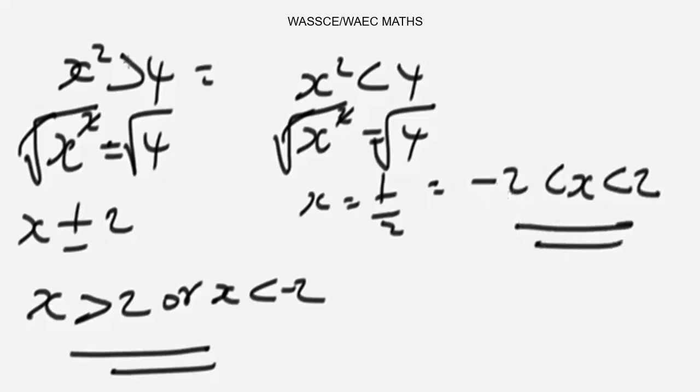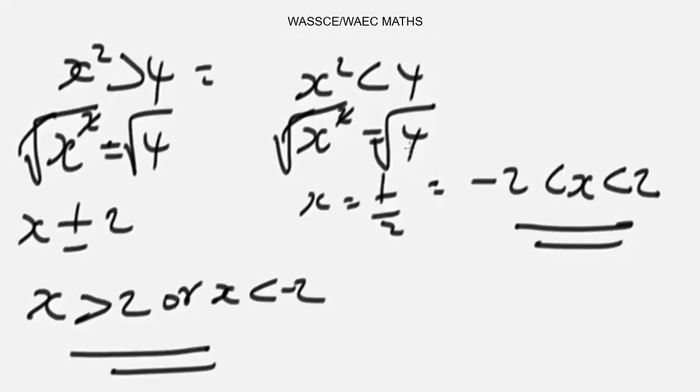Now basically, when you have a greater than sign, you separate it with or: x is greater than 2 or x is less than negative 2. But when you have a less than sign, you don't separate it. This is how you represent it. You start with the negative number, then proceed to the positive number. That means for this one, minus 2 is less than x is less than 2, from negative number to positive number. Okay, so this is basically how you can do it.